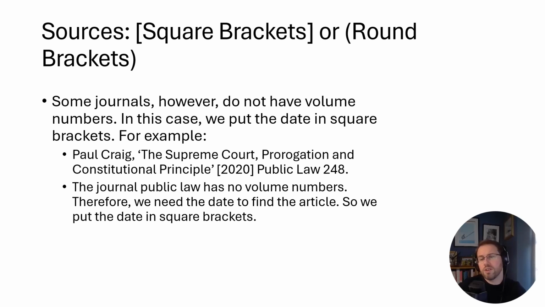But not all journals have volume numbers. For example, Public Law doesn't have volume numbers, it only has years. If we wanted to find this article by Paul Craig, 'The Supreme Court, Prorogation and Constitutional Principle', that's in Public Law, published in 2020. There's no other information that we can use to find that source other than 2020. There's no volume. For that reason, we use square brackets rather than round brackets. Again, it's just a small thing, but if you're consistent and you know how to do it, then you don't need to think about it in future. It becomes automatic.